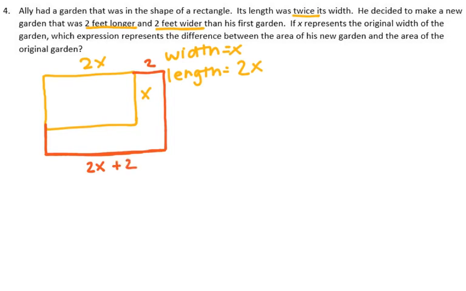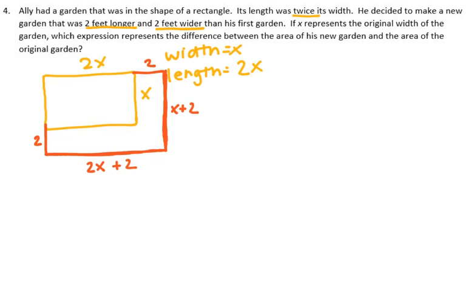And if I wanted to find the measurement of my new width here, I would say, well, this started off as x, but then I added 2 to that. So now I have a new width that's equal to x plus 2. So my original width was x, my original length was 2x.